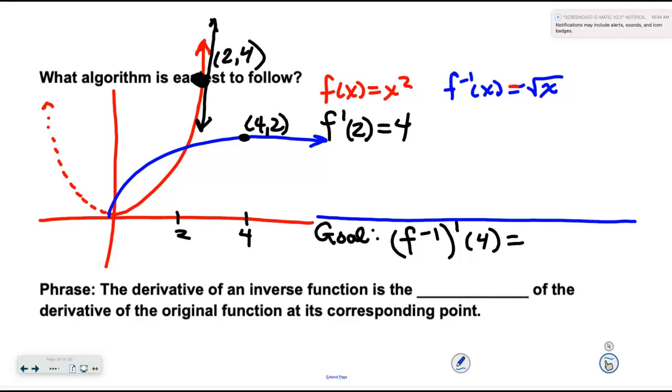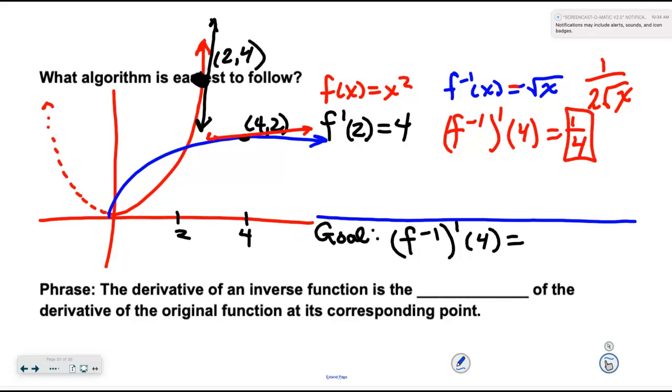Watch my derivative on the inverse function at the corresponding point. Watch what happens. What's the derivative of the square root of x? 1 over 2 root x. Yeah, that one's popped up a lot. At 4, what would it be? 1/4, correct? So my derivative of the inverse function at its corresponding spot was equal to 1/4.